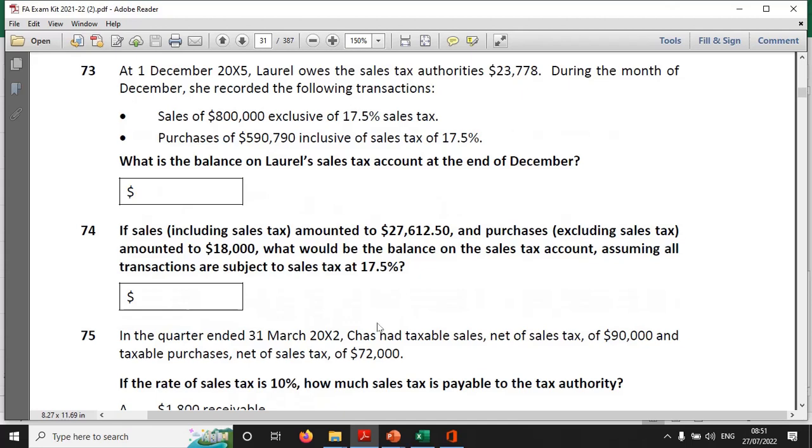Let's proceed. This is also very simple. If sales including sales tax amount to this much, and purchases excluding sales tax is that, what would be the balance on the sales tax account assuming all transactions are subject? My goodness. This one does not even have an opening balance.